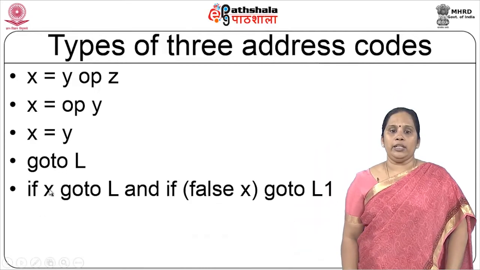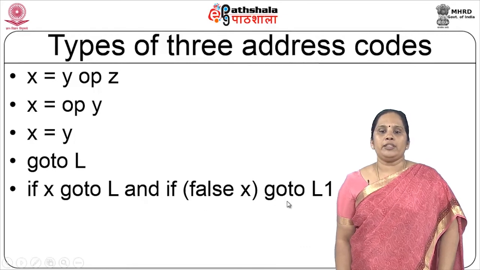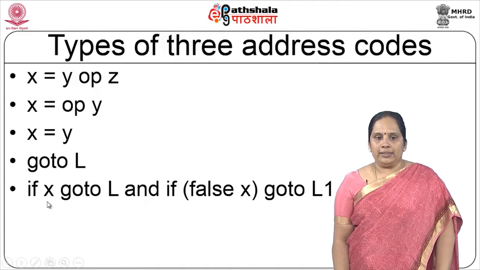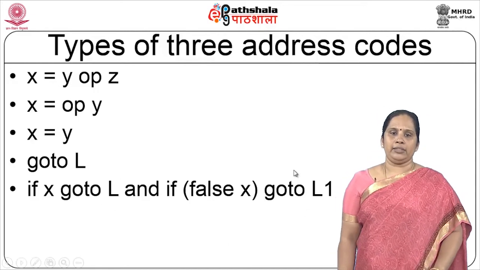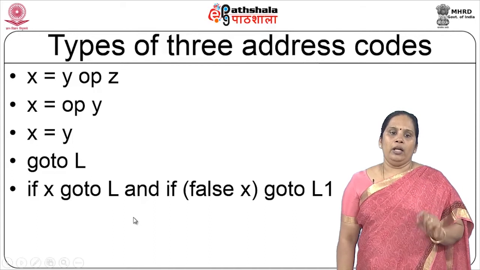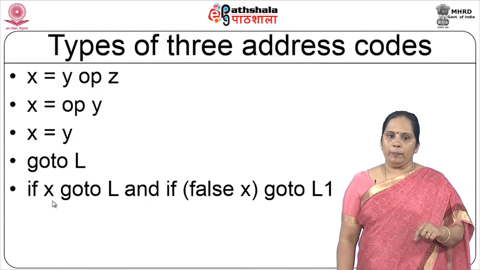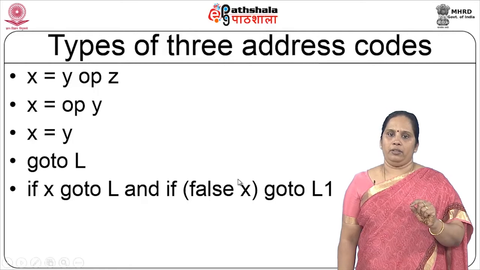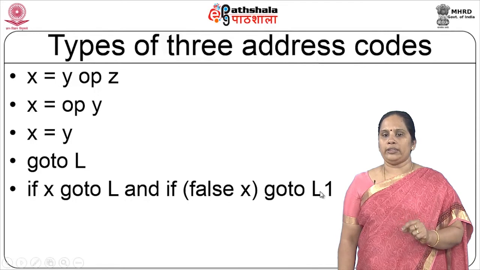The next one is the conditional jump, where I have if x go to L and if false x go to L1. So x is one address here, L is one more address, L1 is one more address. I have 3 addresses here, x, L and L1. Now x will be computed and the content of x I am looking at, so I am looking at the same address here as well as here. If it is true, I will go to location L, else I will go to location L1.